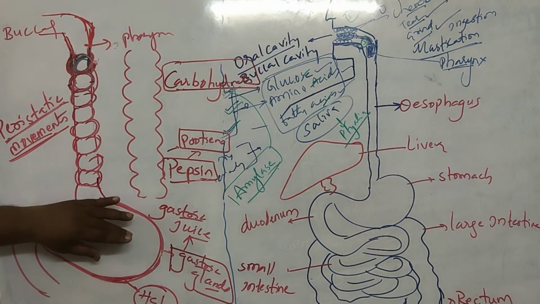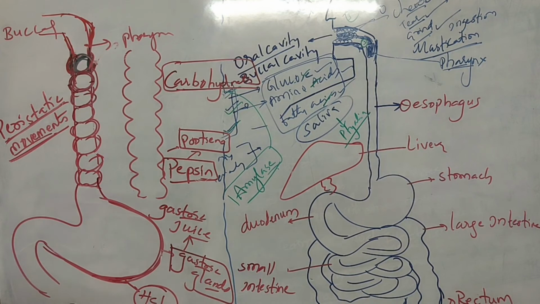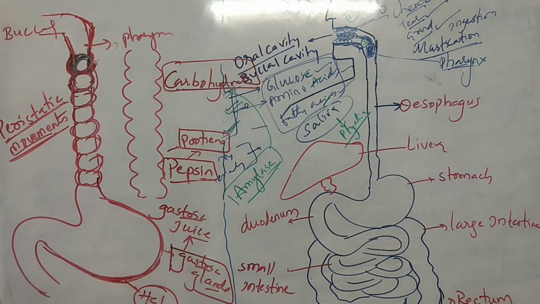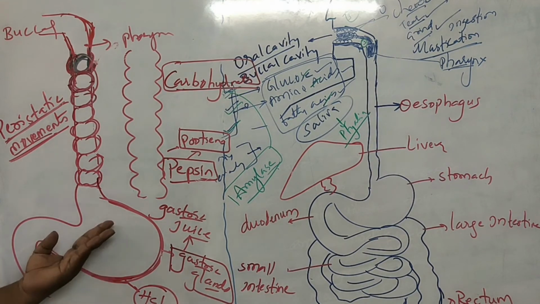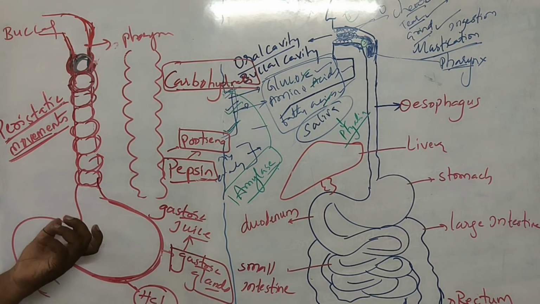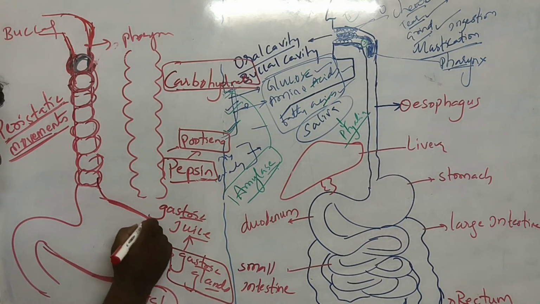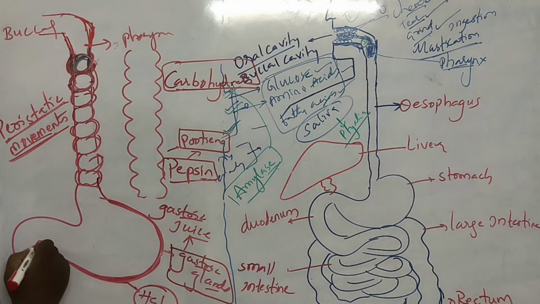HCl has a very major role to play here, but maybe in the next classes you'll learn more about it. You can see here that HCl kills the bacteria and also helps in the digestion by breaking down the food particles. So that is about the gastric glands. Gastric glands are present at the lining of the stomach.